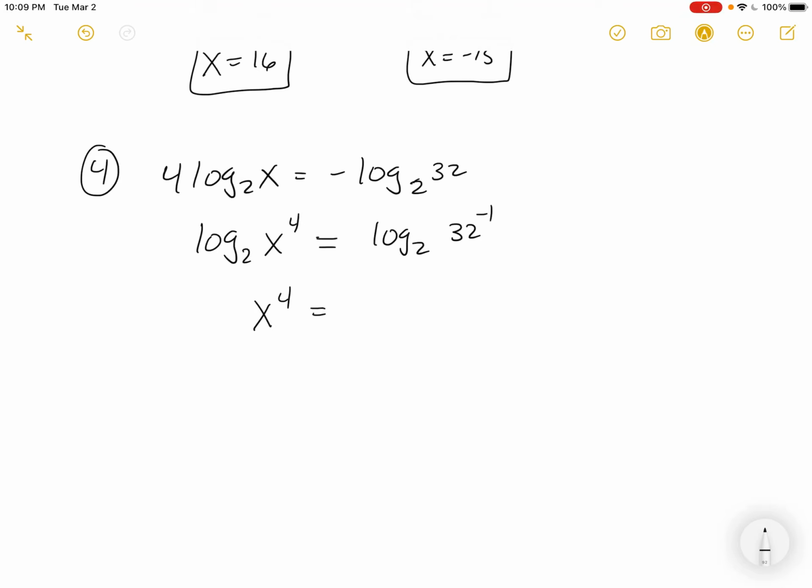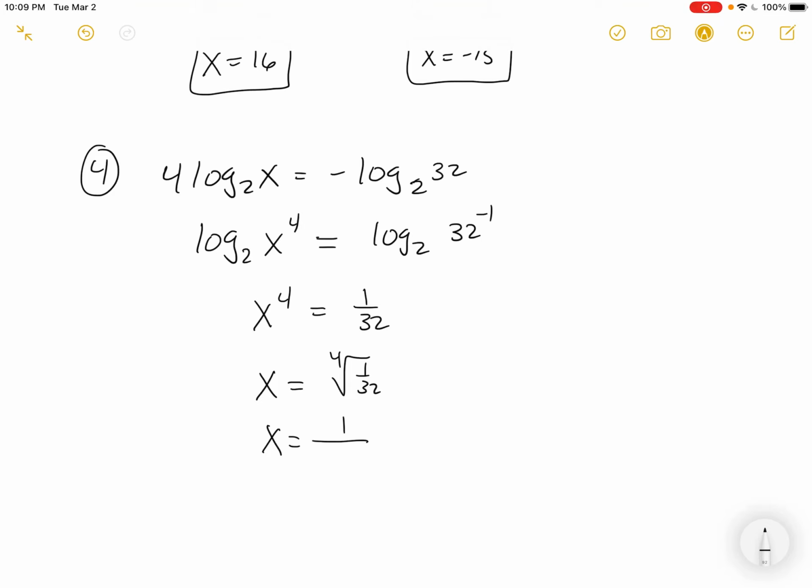I know x to the fourth is equal to 1 over 32, right? That's what 32 to the negative 1 is from pre-algebra. That was a true statement right there. Pre-algebra was the class that was taught in. So what's that mean? x is equal to the fourth root of 1 over 32. Well, the fourth root of 1 is 1. The fourth root of 32.